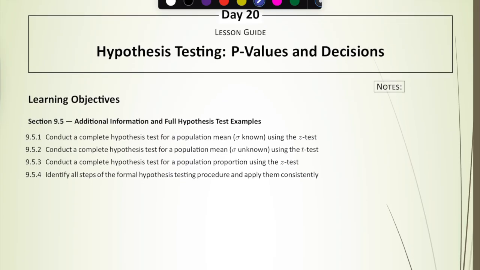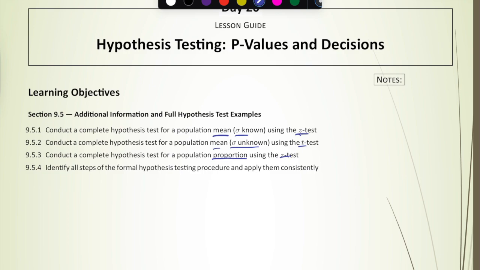Here are the objectives. So we want to conduct a complete hypothesis test for, and then there's 3 different scenarios. There's the mean, where the sigma is known, mean where sigma is unknown, and remember sigma here is the population standard deviation. And then there's the scenario of looking for a proportion. Okay, and notice that some of these are z-tests and some of these are t-tests. And so we'll discuss that. And then identify all steps to the formal hypothesis testing procedure and apply them consistently. Right, yes, of course. Okay, very good.